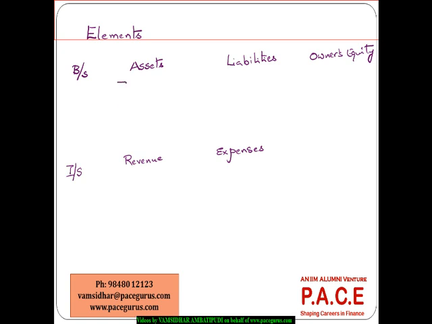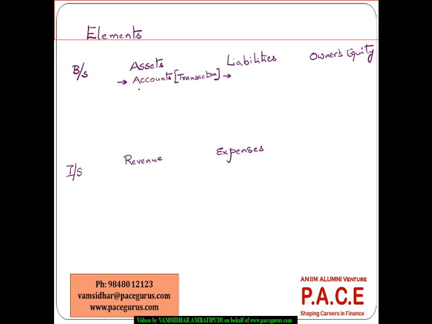Now, within each of these elements, we see there are different kinds of accounts. Within assets, there are different kinds of accounts. Within liabilities, there are different kinds of accounts. And when I'm using the word accounts, these are the records where the transactions are typically recorded. So different kinds of headings under which the transactions are recorded, those are called accounts.